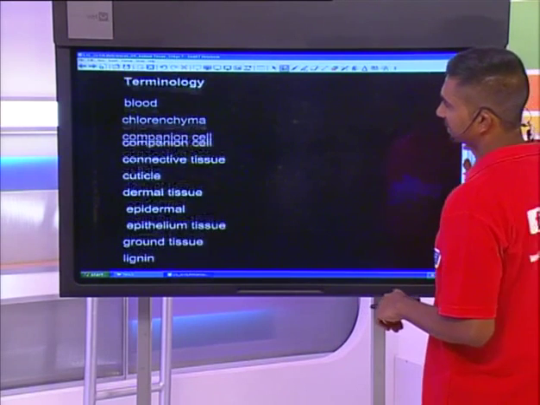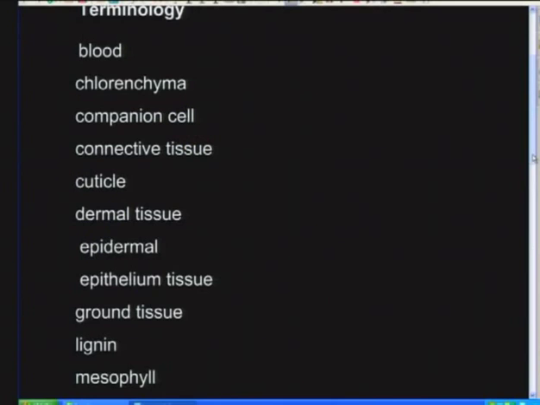So we're going to look at blood. What is blood? Blood is a type of tissue. We're going to spend lots of time talking about blood and the different types of cells that make up blood. We are also going to discuss terminology that we looked at in plant tissue, so chlorenchyma, a type of permanent tissue. We also looked at companion cells when we looked at vascular tissue, that was the transportation tissue in plants. We're going to look at connective tissue today, which is part of animal tissue.